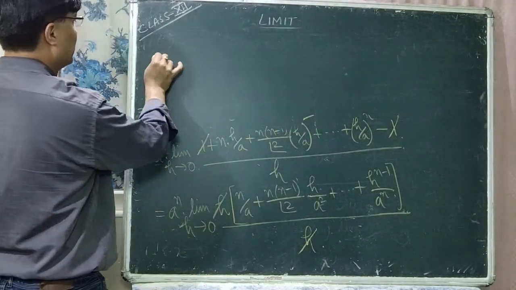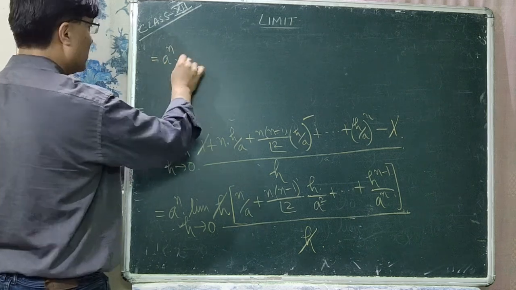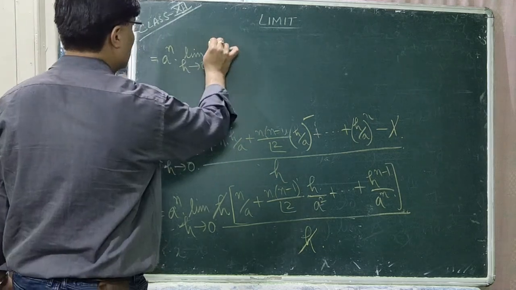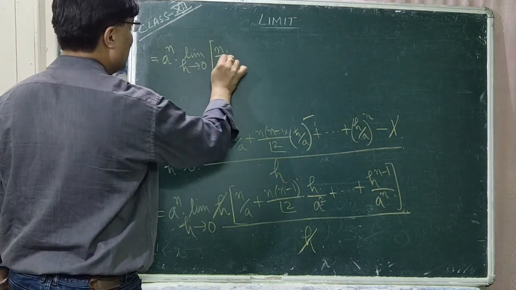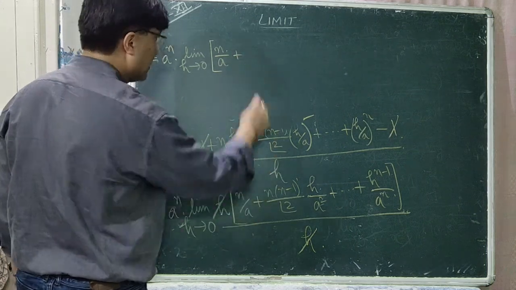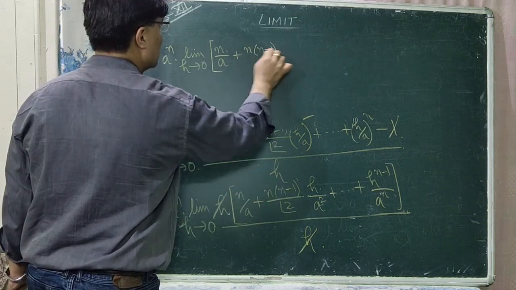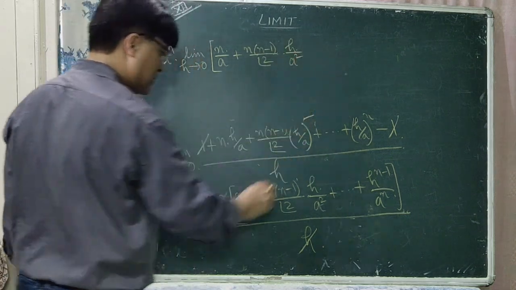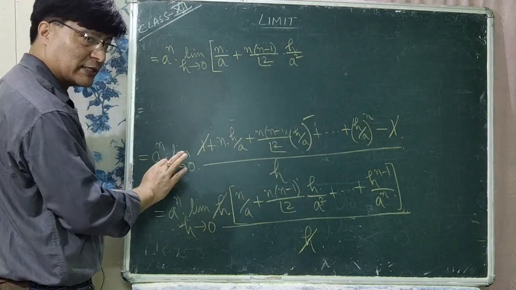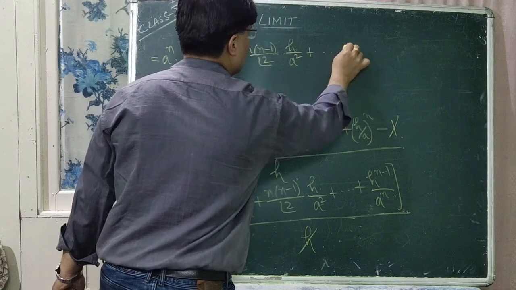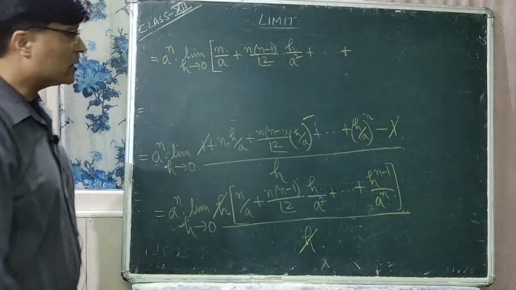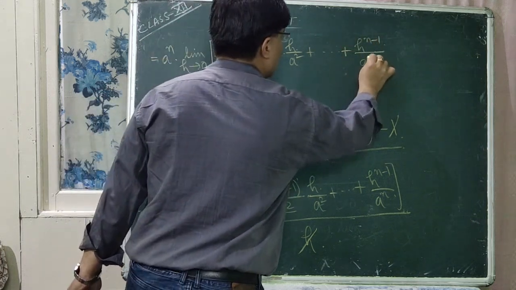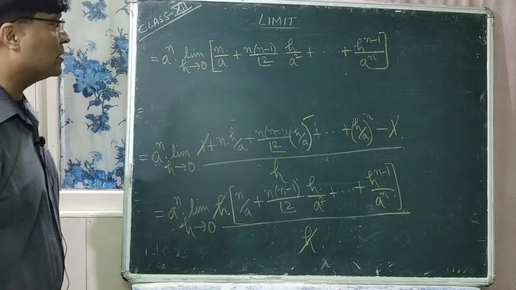So now in the next step, write down the remaining terms. A to the power n into limit, this is your h tends to 0. So within third bracket, what do we have? N by a plus n into n minus 1 divided by factorial 2 into h by a square, right? Is that clear? Yes, plus dot dot dot plus. What is the last term out here? This is h to the power n minus 1 divided by a to the power n. Now third bracket is closed.